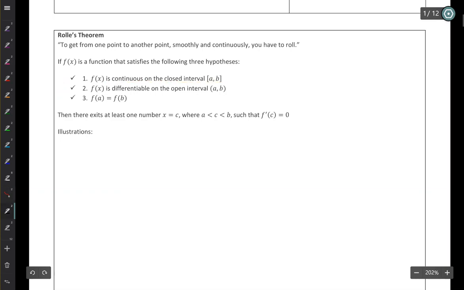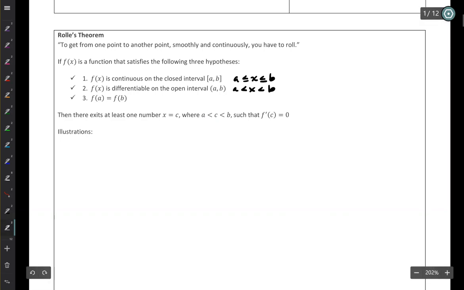on the closed interval a to b, meaning a is less than or equal to x, which is less than or equal to b, and it is differentiable on the open interval (a, b), meaning a is less than x, which is less than b, and the function sends a and b to the same y values, then there has to be at least one number in the domain, x equals c, strictly between those endpoints a and b, such that the derivative there is 0.